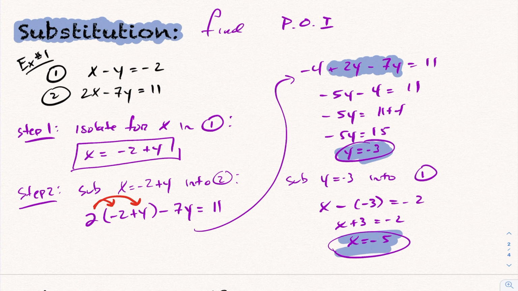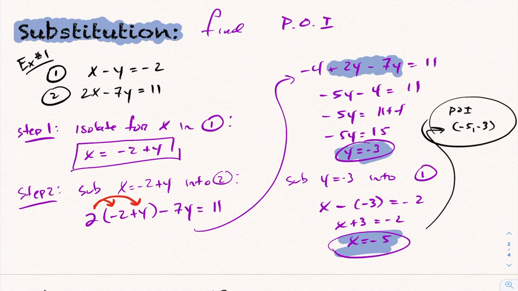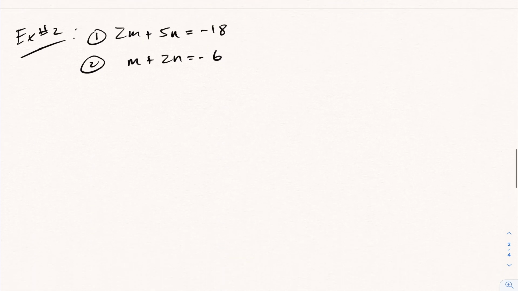Okay, so putting this all together here, the point of intersection, these two lines cross at negative 5, negative 3. And you can have your point of intersection. So this is the method of substitution. Let's try some more here.